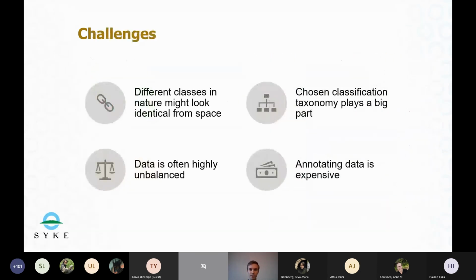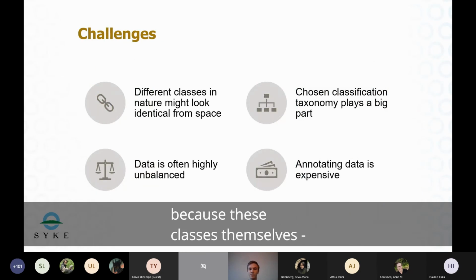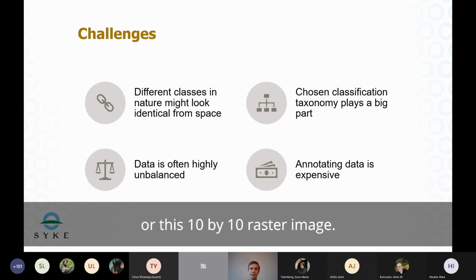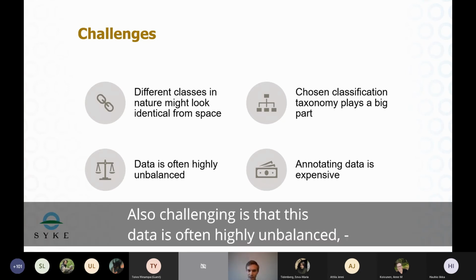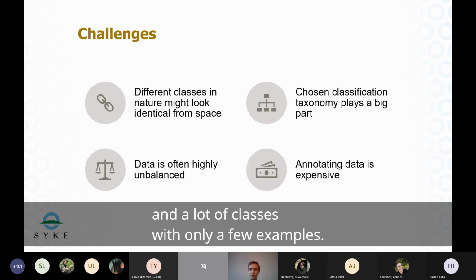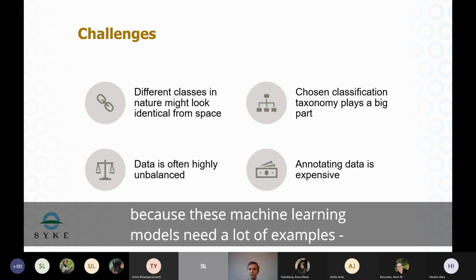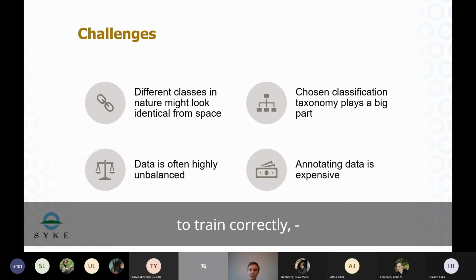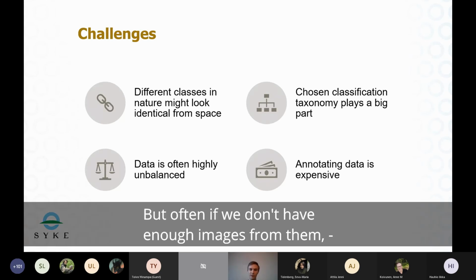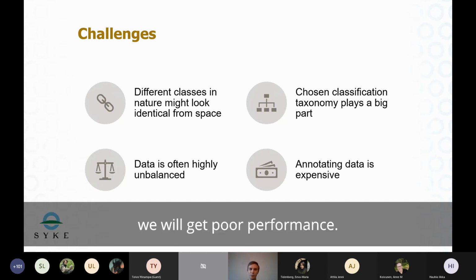This is quite a challenging problem because these classes might be easily distinguished in nature, but they might look very similar or almost identical from space, or from this 10 by 10 raster image. Another challenge is that this data is often highly unbalanced. There are a lot of common classes and a lot of classes with only a few examples. These machine learning models need a lot of examples to train correctly, but these small classes are often the ones that we're most interested in. If we don't have enough images from them, we will get poor performance.